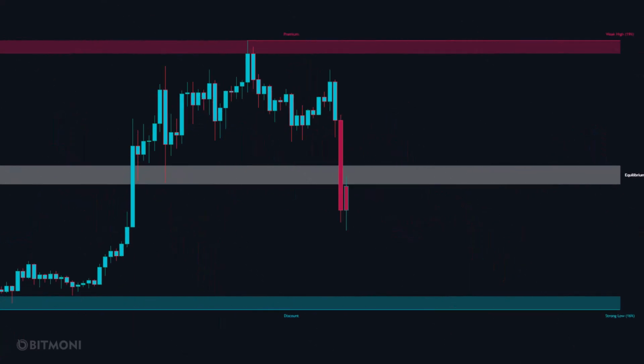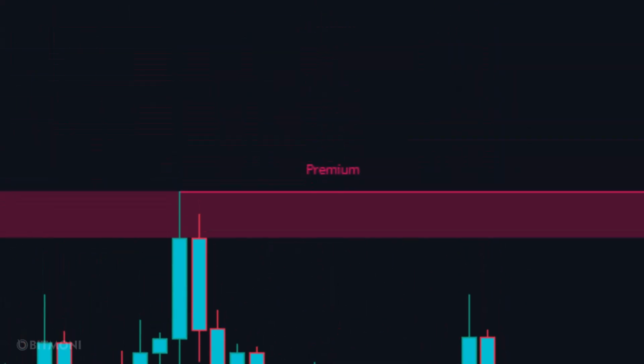Another valuable feature of this indicator is the visualization of premium and discount zones. This tool helps traders quickly assess whether an asset is currently undervalued or overvalued relative to its recent price range. The blue zone represents the discount area, indicating a price level where the asset is considered cheaper and potentially favorable for buying opportunities. The red zone marks the premium area, suggesting the asset is trading at a higher than average price, often seen as a potential selling opportunity.